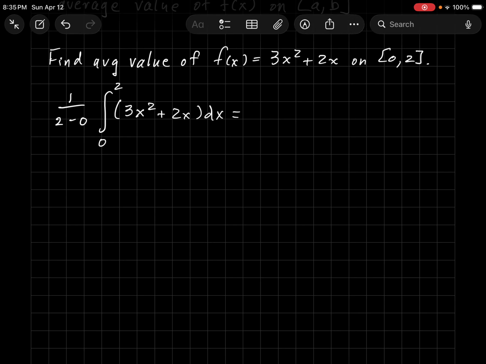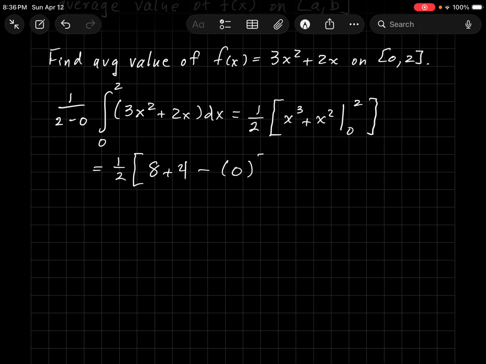And then we can use the FTC and other things to evaluate this, like the constant rule and power rules. So we get 1/2 times what? Times the antiderivative, x cubed plus x squared, from 0 to 2. I will leave my 1/2 outside and do the FTC on the inner part, which says plug in the top limit, 8 plus 4, minus plug in the lower limit, 0, giving us 1/2 of 12, or 6. So the average value of f on that interval is 6.